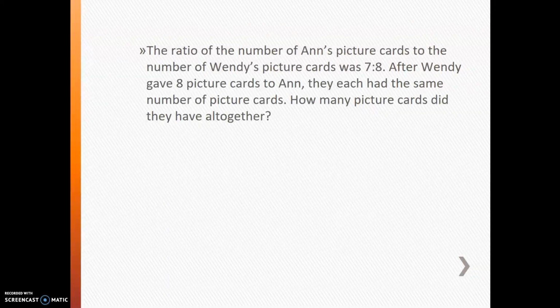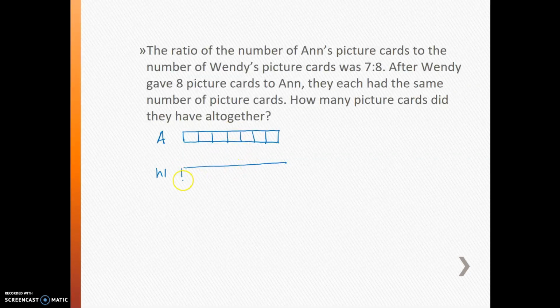Okay, so let's see here. What's our before situation? We have Anne and Wendy. Anne's picture cards to Wendy's was 7 to 8, so that means Anne has 7, and Wendy has 8. Okay, and then Wendy gave 8 picture cards to Anne, and they each had the same number of picture cards.